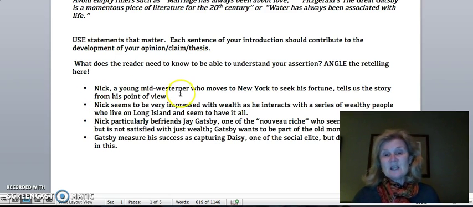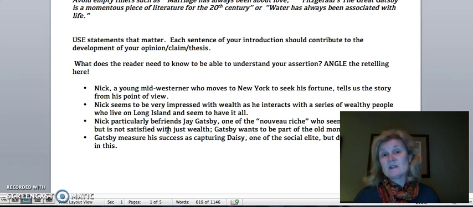So then it's: Nick is a young Midwesterner who moves to New York to seek his fortune. He's very impressed with the wealth of the people that live on East and West Egg. He's impressed with Gatsby's house initially, and with Gatsby himself throughout. And he's very enamored of Daisy and Tom Buchanan and their wealth and their big colonial mansion on East Egg. He particularly befriends Gatsby, and he begins to understand throughout the course of the novel that Gatsby's not just content with his wealth.